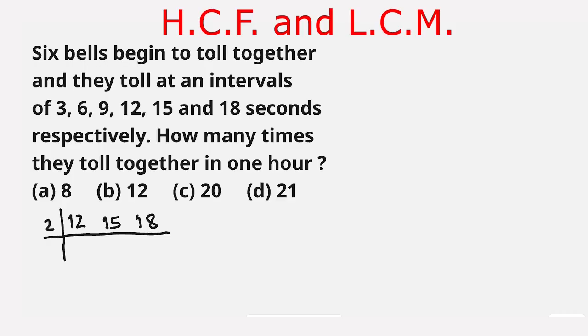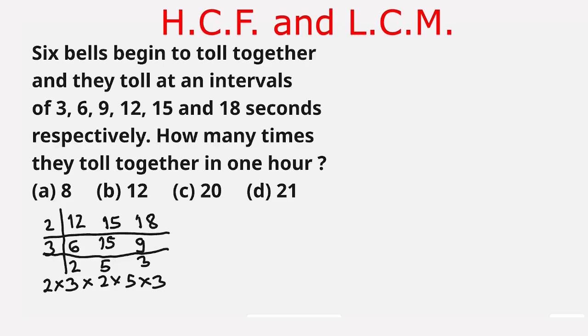2 divides 12 for 6 times. We write 15 as it is. And 2 divides 18 for 9 times. We divide these numbers by 3. 3 divides 6 for 2 times, 15 for 5 times, and 9 for 3 times. Now our LCM is 2 multiplied by 3 multiplied by 2 multiplied by 5 multiplied by 3.